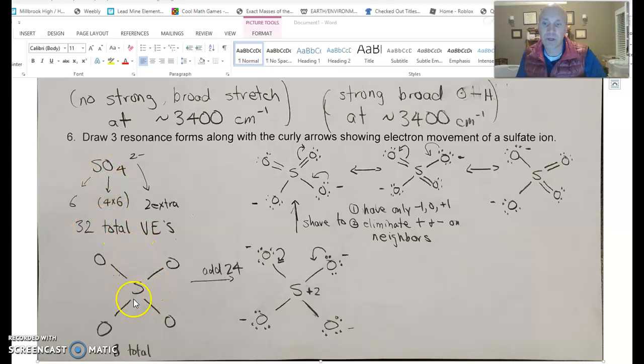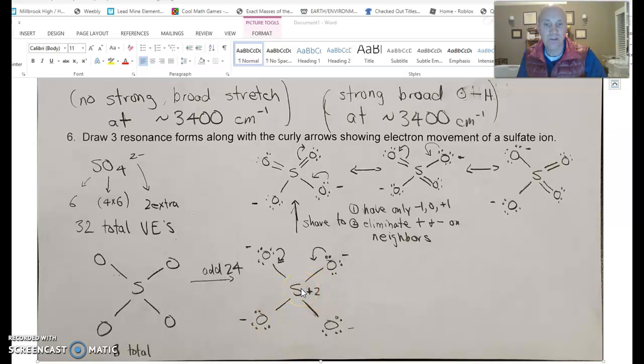So let's start just by putting a central atom in the middle, connecting everything with single bonds. At this point, we would have 2, 4, 6, 8 total valence electrons. That means that we've got to add a total of 24 to get up to that total of 32. If I put 6 of them, three pairs, around each of the oxygens, we could draw a Lewis structure like this. Notice that puts a formal negative charge on each of the oxygen atoms with a positive 2 charge on that sulfur.